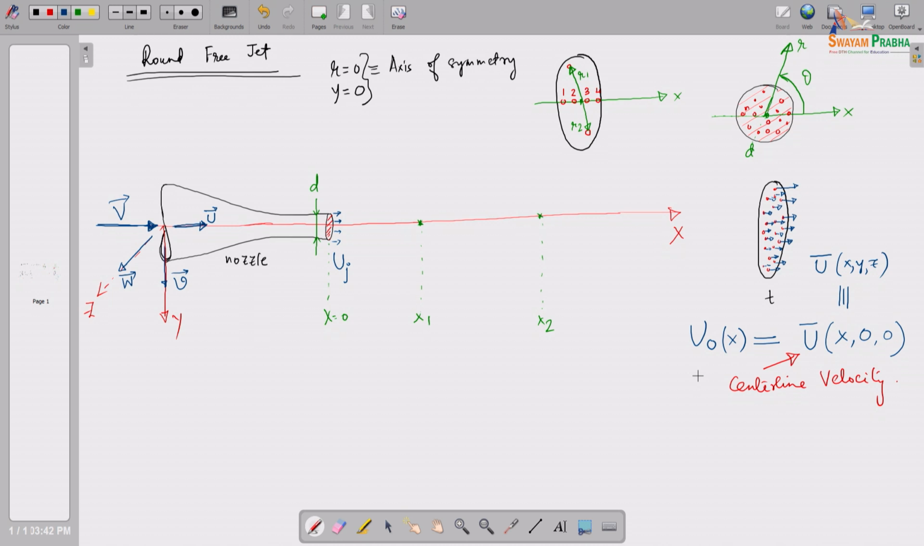Now, what do I do with the central line velocity? My first definition that I need in terms of a round jet, because the question I asked was once it comes out at x is equal to 0, where does it go? How will it look at x? So, now I define something called the jet half width. At the center line I have the mean, the center line velocity u naught. Now, how do I define this jet half width?